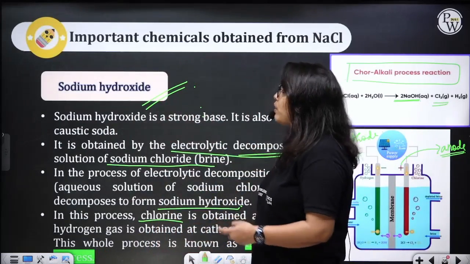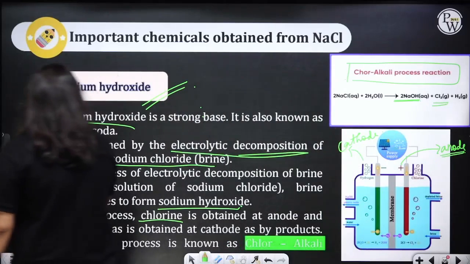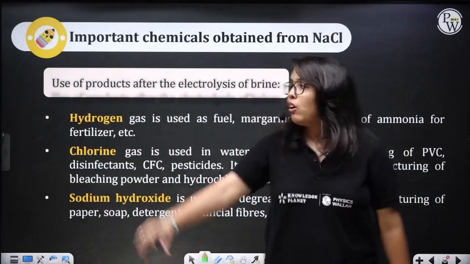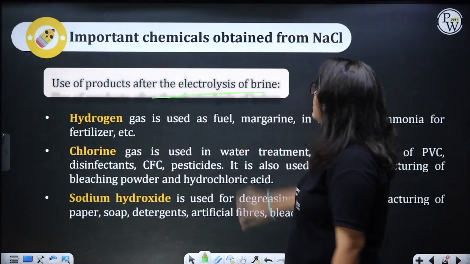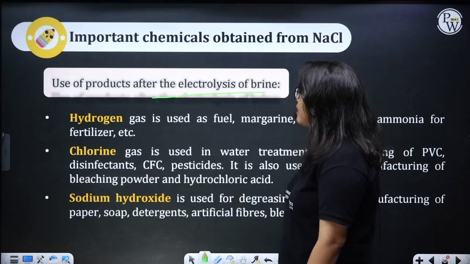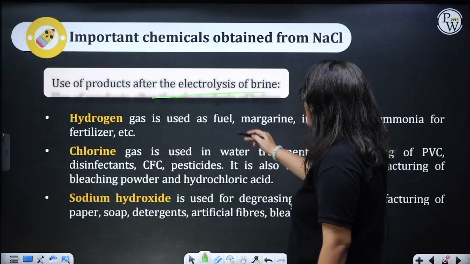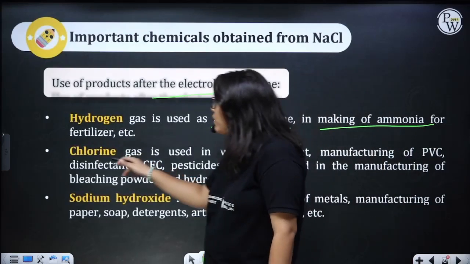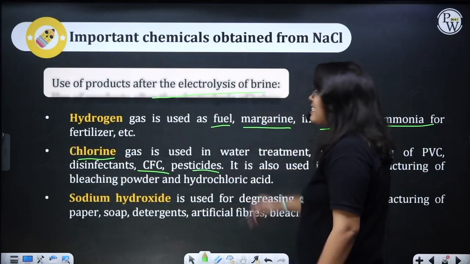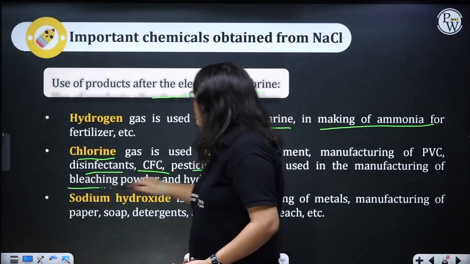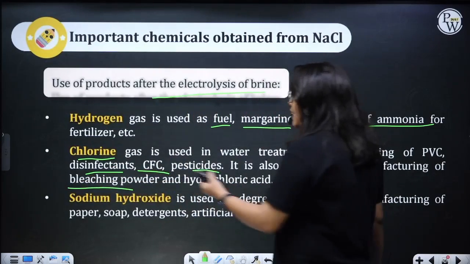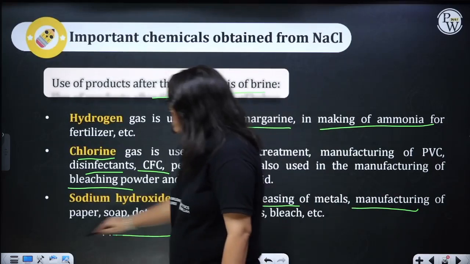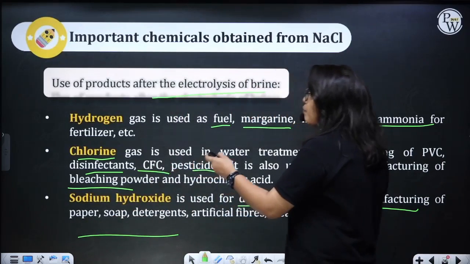So this is about sodium hydroxide, and we already know why sodium hydroxide is known as caustic soda, because it causes severe burns. Let's now look at the use of the products after the electrolytic decomposition of brine. That is nothing but electrolysis. So this hydrogen gas is used as a fuel, in margarine, in making of ammonia for fertilizers. Chlorine, on the other hand, is used in chlorofluorocarbons, pesticides. It is used in disinfectants, bleaching powder, about which we shall learn now. And then sodium hydroxide is used for degreasing of metals, manufacturing of paper, soap, detergents, and so on and so forth.